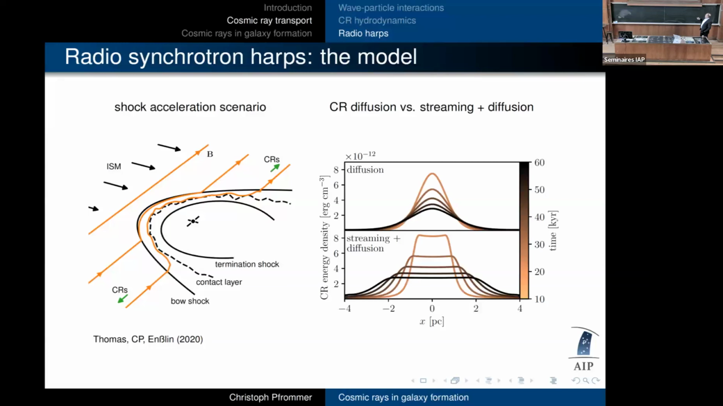And the question is, how fast are these cosmic rays transported? Are they diffusing along the magnetic field? So that's what you read in every textbook. Or are they streaming and diffusing? So do these synchrotron filaments look like this here?